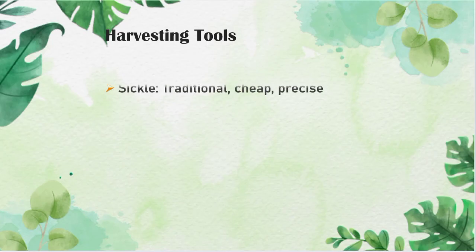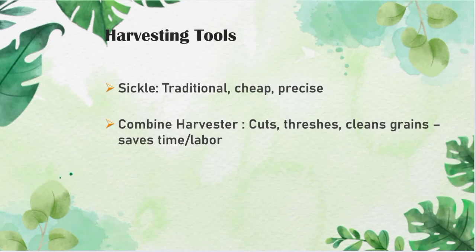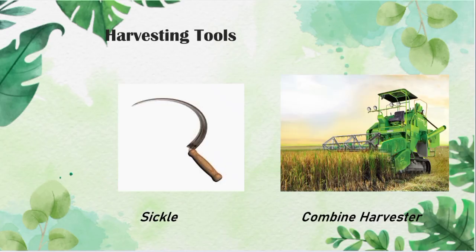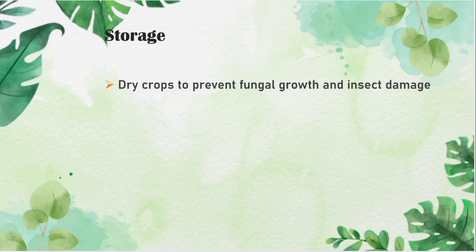Tools. Sickle: traditional, cheap, and precise. Perfect for small farms. Combine harvester: a modern machine that cuts, threshes, and cleans grains all at once, saving time and labor. Threshing or winnowing separates grains from the chaff.